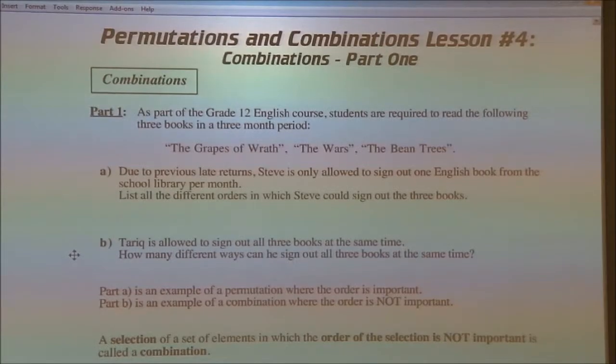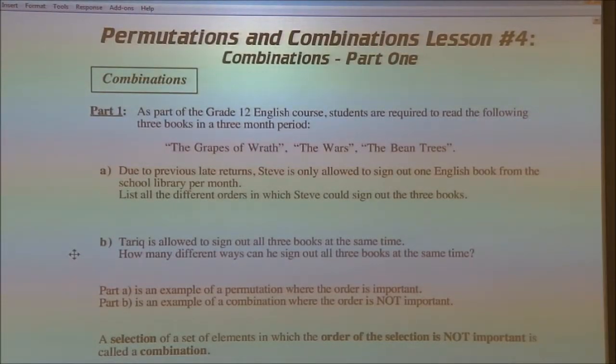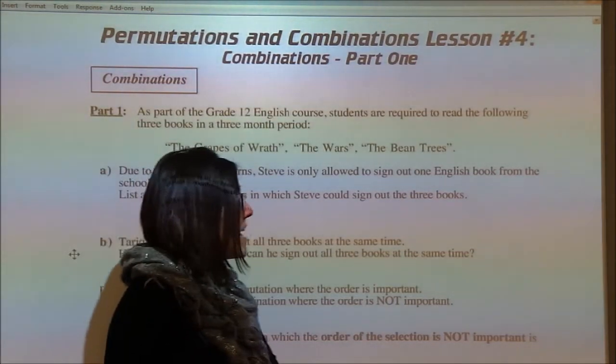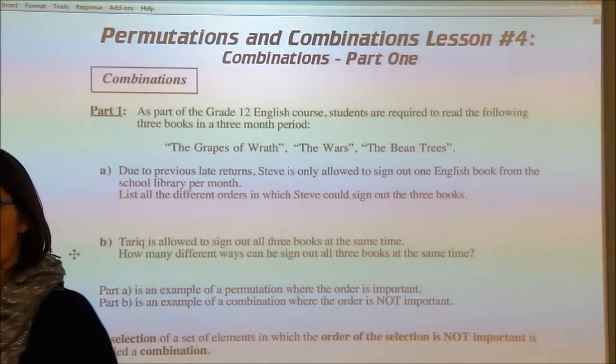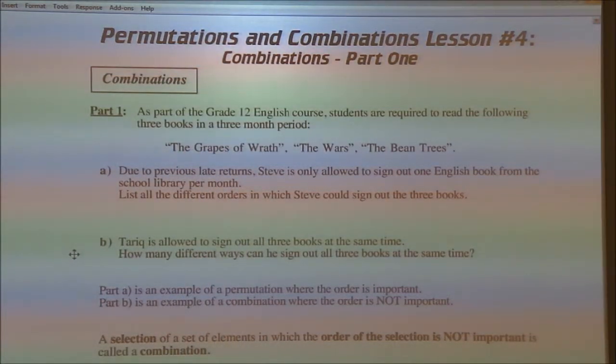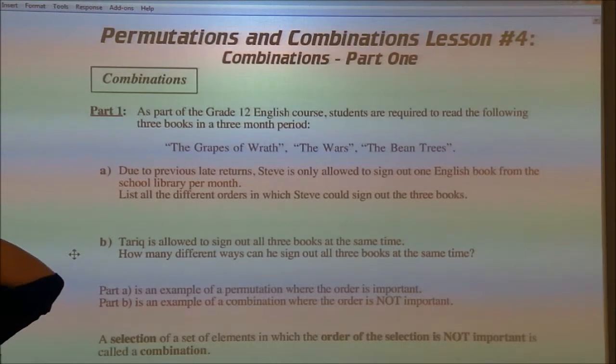Okay, combinations. As part of the grade 12 English course, students were required to read 3 books in a 3-month period: The Grapes of Wrath, The Wars, and The Bean Trees. Due to previous late returns, Steve is only allowed to take 1 book out from the library at a time. List all the different ways in which Steve could sign out the books.